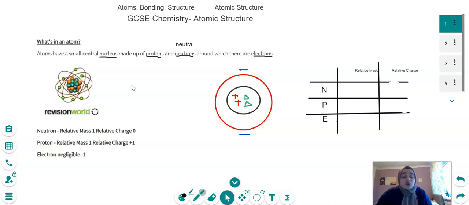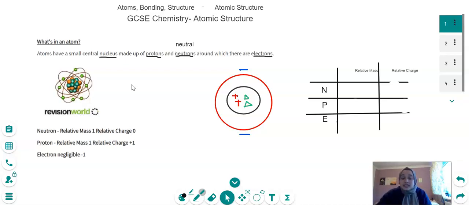So if you don't know by now, there is something called the periodic table. And in the periodic table, we have all sorts of elements, okay? And all these elements are made of atoms. And in order to understand the periodic table, we must understand what an atom is, okay? So that's a very simple overview of what an atom is and why we need atoms, okay?